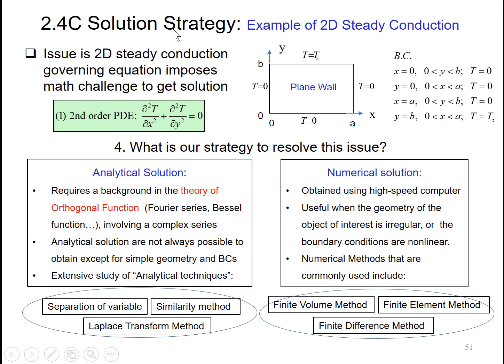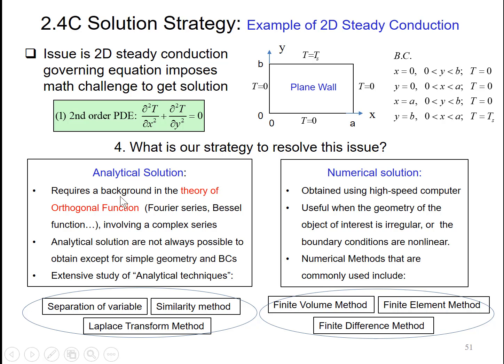C. Solution strategy. Example of 2D steady conduction. First, the issue we have been facing is that even for a simple 2D steady conduction, the governing equation still imposes great mathematical challenge to obtain the solution for temperature. Then the question is, what is our strategy to resolve this issue? Well, we have to turn to advanced analytical solution and numerical solution.